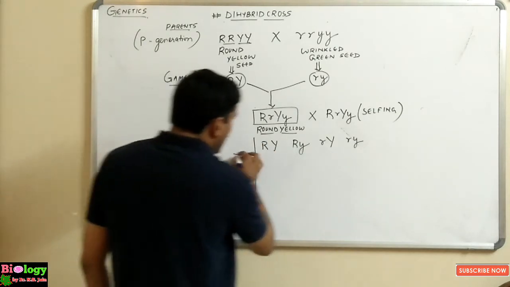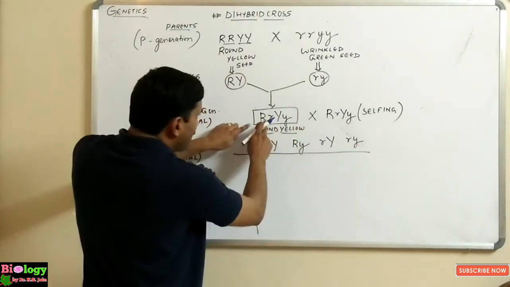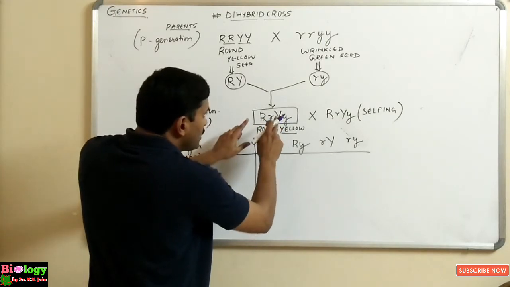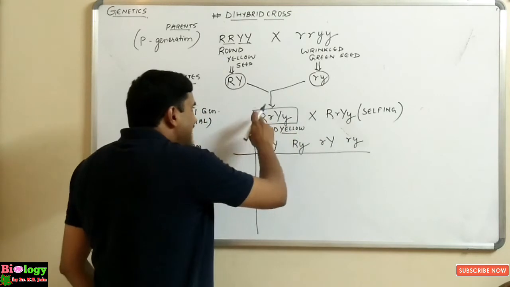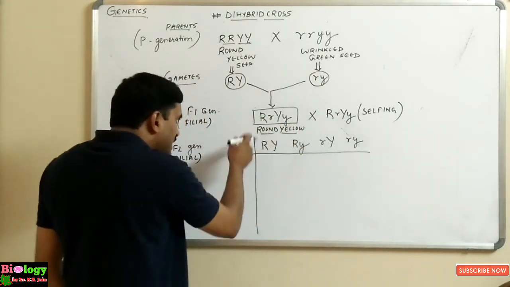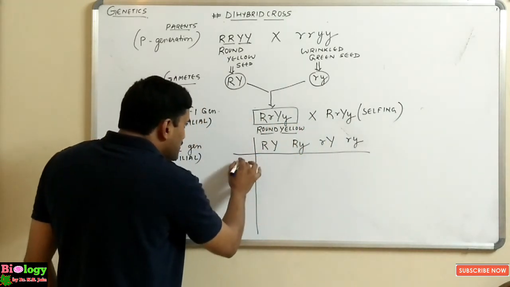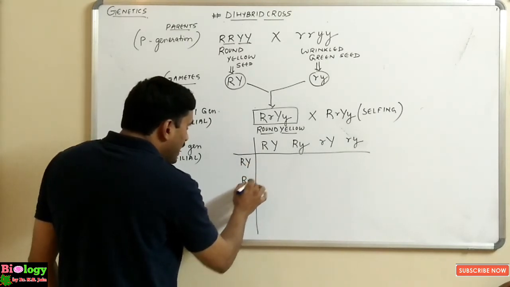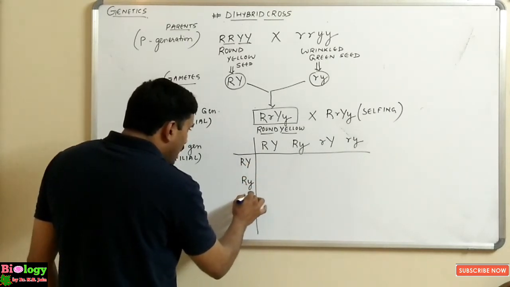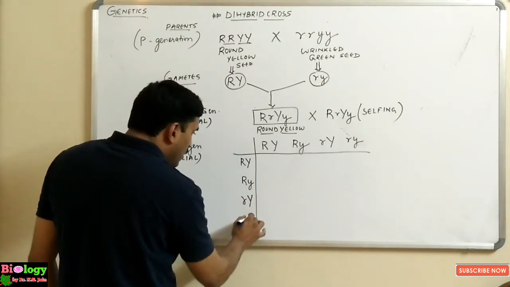I have written the gametes here. The capital R, small r, capital Y, small y genotype will form how many gametes? 4 gametes. And because we have selfed the F1 generation, here also 4 gametes will be formed: capital R, capital Y, capital R, small y, small r, capital Y, and small r, small y.